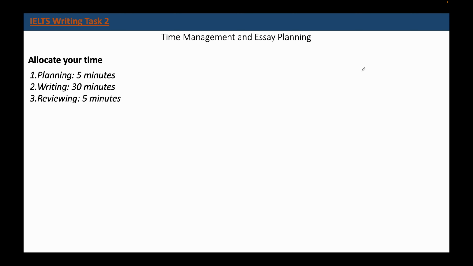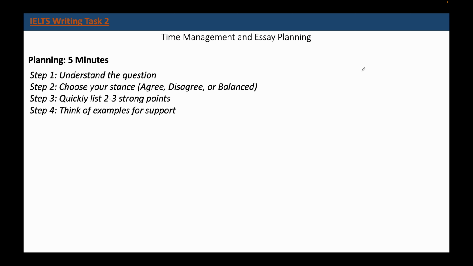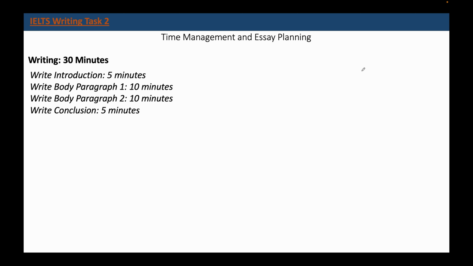5 minutes for planning, 30 minutes for writing, and 5 minutes for reviewing or revising the essay. Spend the first 5 minutes planning. This helps you understand the question, outline your main points, that is, plan your essay, and ensure that your essay stays organized. Next, use 30 minutes to write your essay.